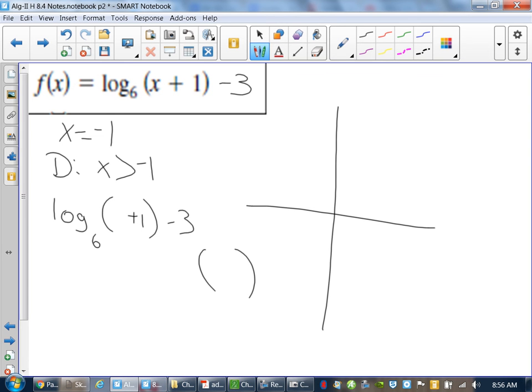First ordered pair. What plus 1 is 6? 5. So I'm picking a value of x of 5. What is log base 6 of 6? 1. What's 1 minus 3? -2. So at 5, it's -2.